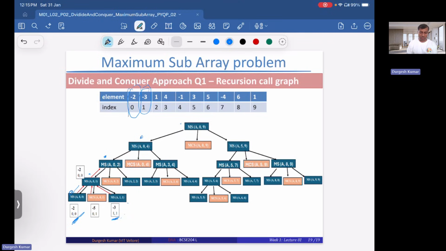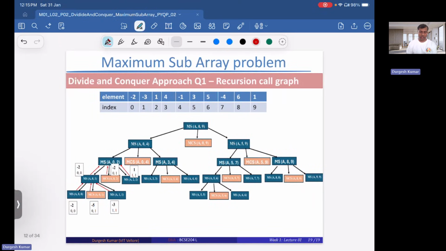Then the MCS. What will be the maximum crossing subarray when we take this from 0 to 1? The mid is 0, and mid plus 1 is -3. We have to compulsorily take the mid element as well as the mid plus 1 element, and expand in the left and right direction as much as possible, maximizing the sum. So here MCS will return -5, with indices 0 and 1, because we are including both elements. The maximum of these three will be -2, (0,0). So this will be returned by MSA(0,1).